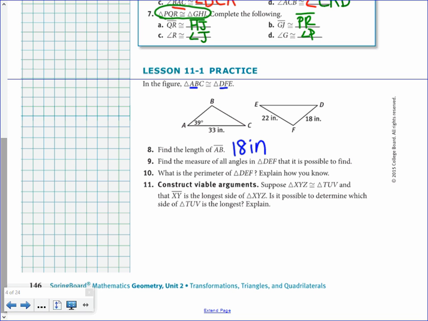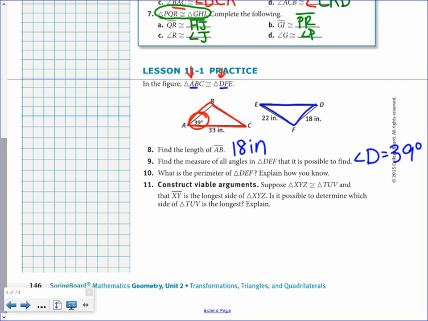For number 9, we want to find all of the possible angles that we can here. So if you look at the triangle on the left, there is only one angle that we're given, and that's 39 degrees for angle A. So angle A corresponds to angle D. So that means that the only angle we can find is angle D, and it's going to measure 39 degrees because it corresponds to angle A, and they are congruent.